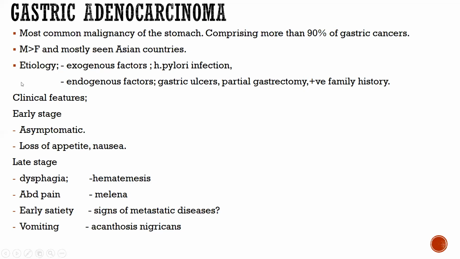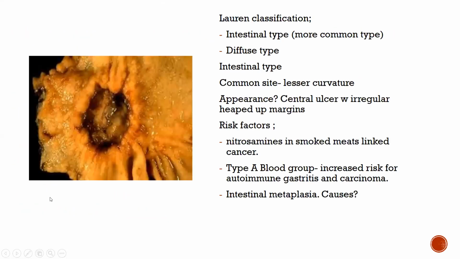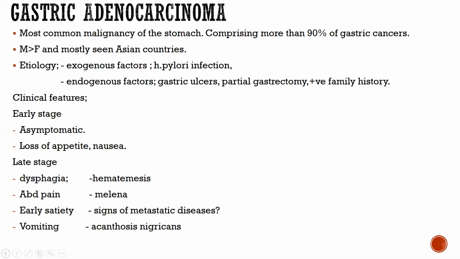Okay, so going to the clinical features, in the early stage, gastric adenocarcinoma is asymptomatic. You might see some things like loss of appetite or nausea, but it's otherwise asymptomatic. In the late stage, you'll find dysphagia. What is dysphagia anyway? Dysphagia, anyone? Anyone who can describe what dysphagia is?